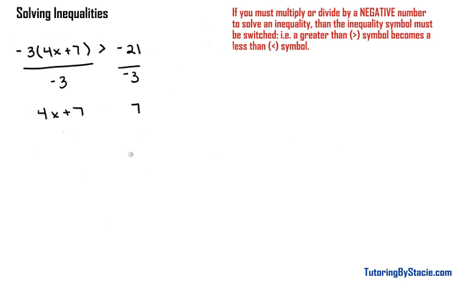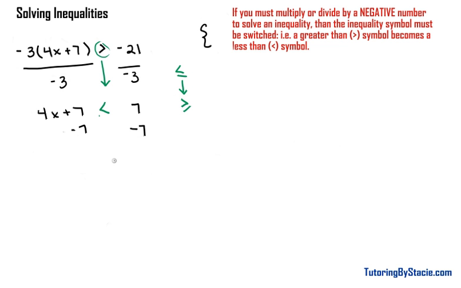However, this is the one difference between solving an inequality and an equation. If you must multiply or divide by a negative number while solving an inequality, then the inequality symbol must be switched. For example, the greater than symbol then becomes a less than symbol. The same thing would be true if we had a less than or equal to, and we multiplied or divided by a negative number, it would become a greater than or equal to. However, from here, we solve it as though it were an equation.